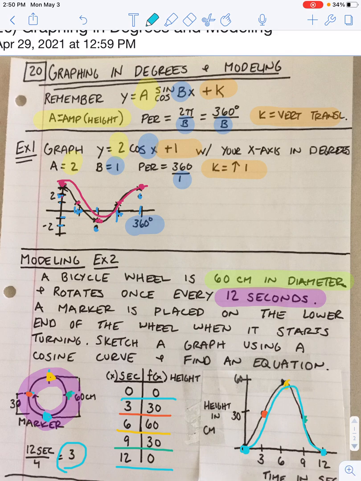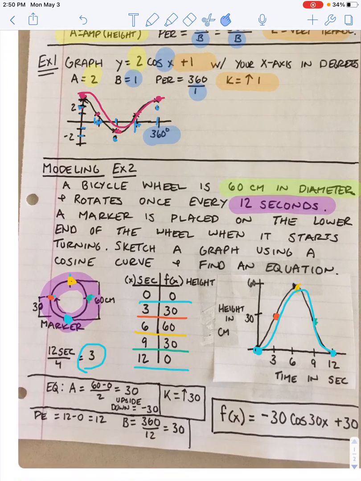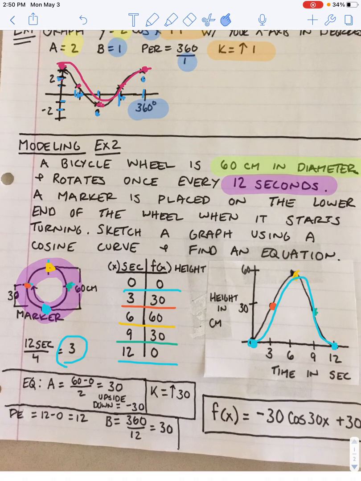Now I need to find an equation that will model this. Okay, so this is going back to what we did yesterday. In order to find our equation, we need to find our amplitude, we need to find our period, and we need to find our vertical shift if there is one. So remember to find our amplitude from yesterday, we take our maximum minus our minimum. So our maximum was up here at 60 and our minimum was at 0. So if we do 60 minus 0, we get 60. And remember to find our amplitude, we always divide that by 2. So here you can see we have an amplitude of 30.